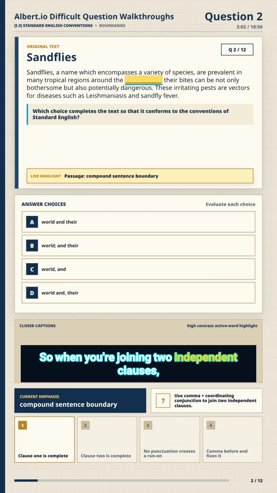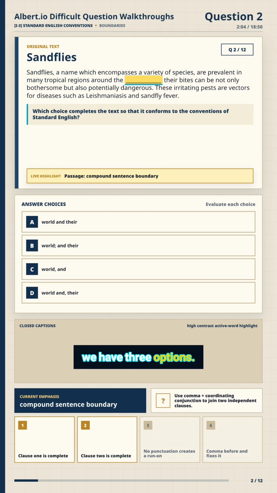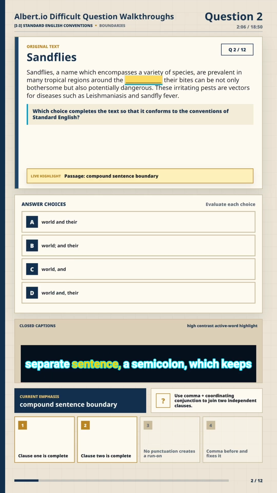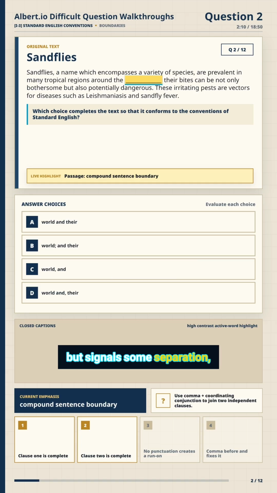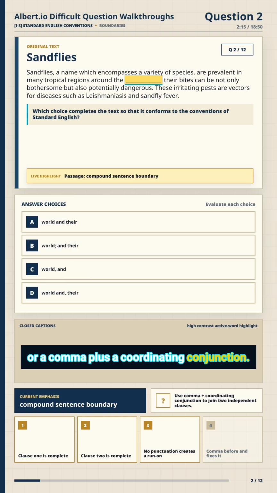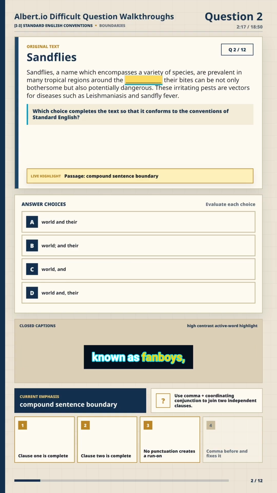So when you're joining two independent clauses, we have three options. A period, which would make it a separate sentence, a semicolon, which keeps them as one sentence but signals some separation, or a comma plus a coordinating conjunction. These are known as FANBOYS: for, and, nor, but, or, yet. So anything else here would be a run-on or a comma splice.